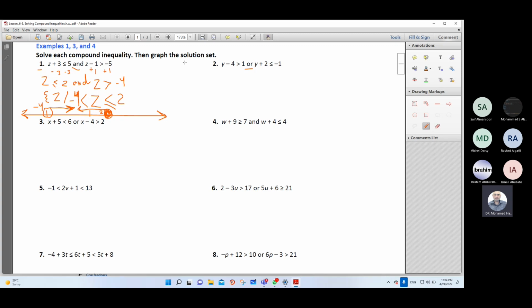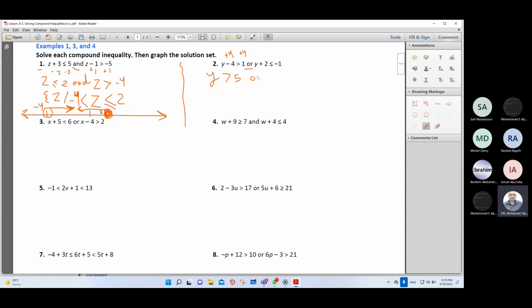And in the second type of compound, if we use "or", try to solve the first inequality. So here we want to keep y alone, so we want to remove minus 4. So we can add 4 to the two sides, plus 4 here and plus 4 here. So 4 and minus 4 will be 0. It means here y greater than 1 plus 4, which is 5.